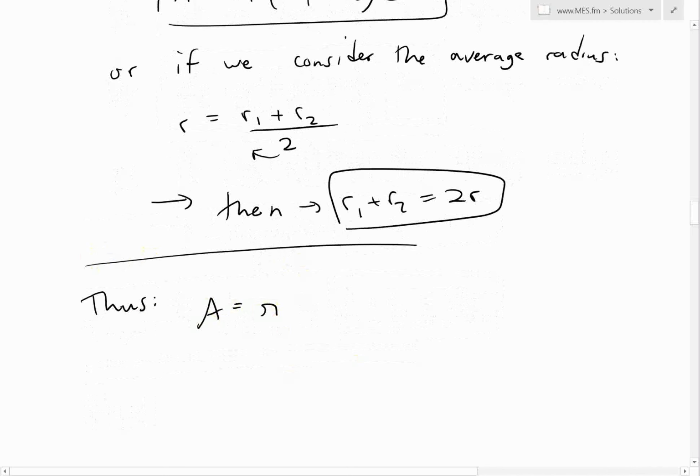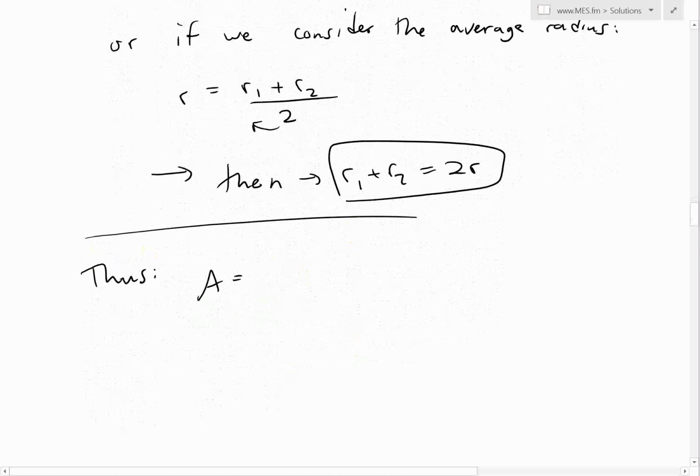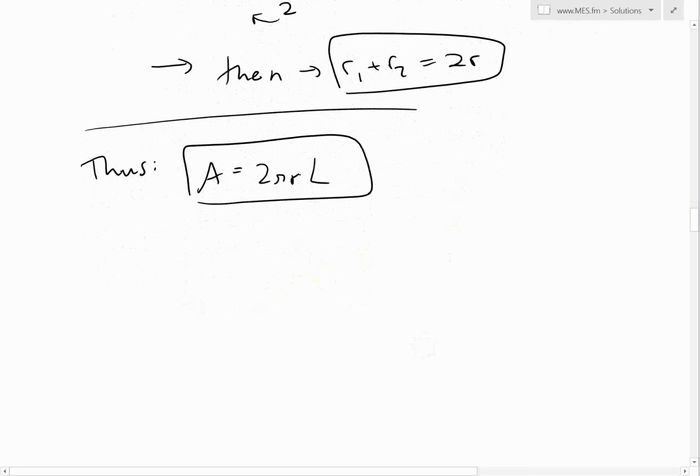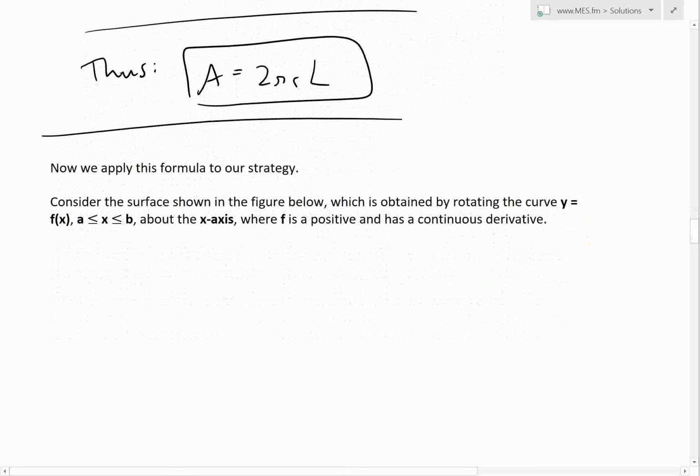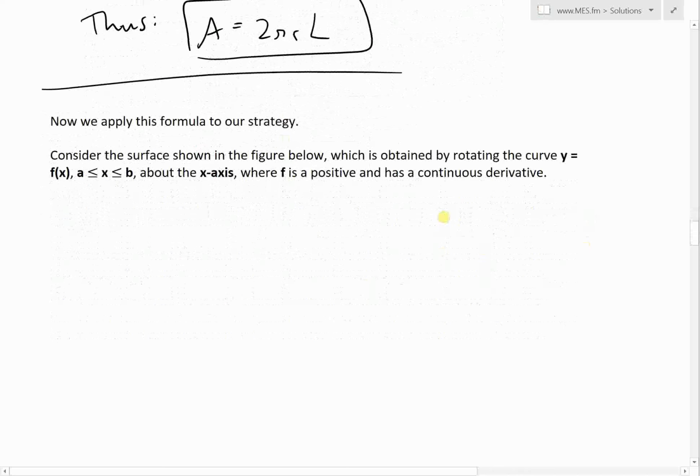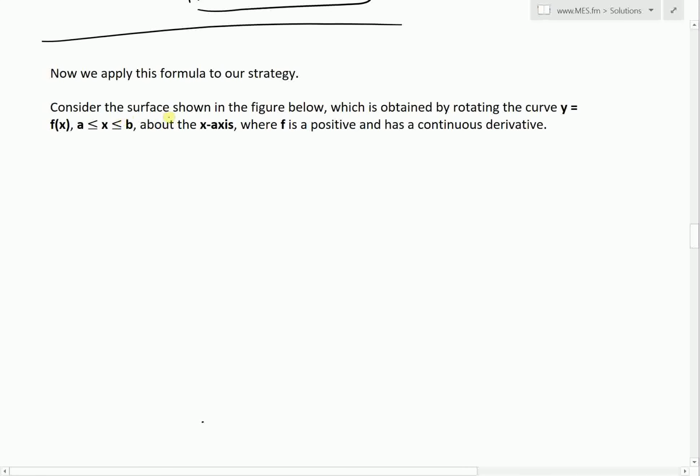So what we have is A equals 2 pi, and then R1 plus R2 is just 2R. So I'll write this out: 2 pi R, where R is the average radius, times L. And there is our simplified formula for the surface area of a part of a band of revolution, a straight line curve rotated like the bottom of a cone. Now we're going to put all this together and apply this formula to our strategy of defining it for a general function.